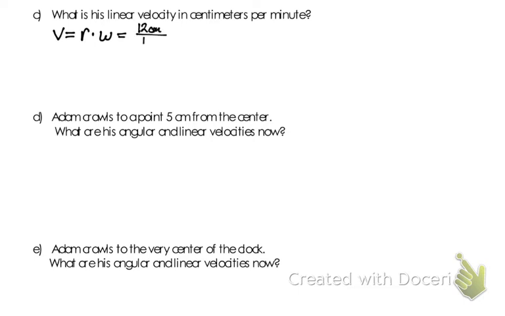I'm going to put that over 1 for just a second, because we're using multiplication. You normally won't. And then we have 2 pi radians per 1 minute. I just want to stop here.